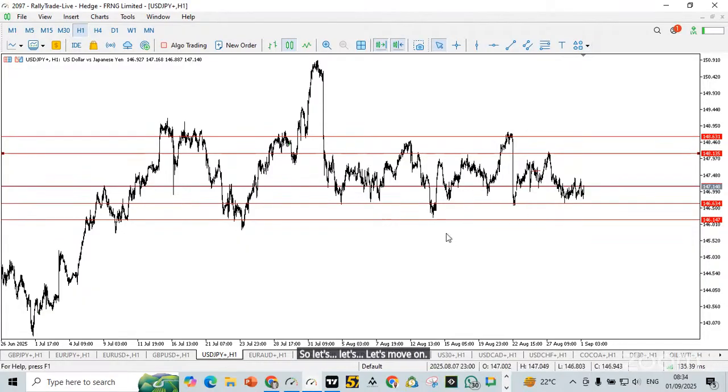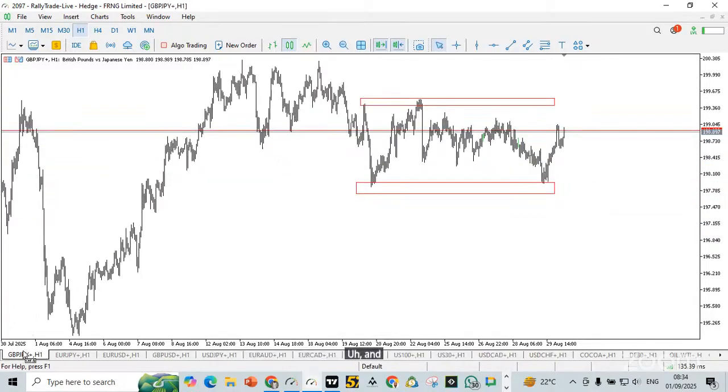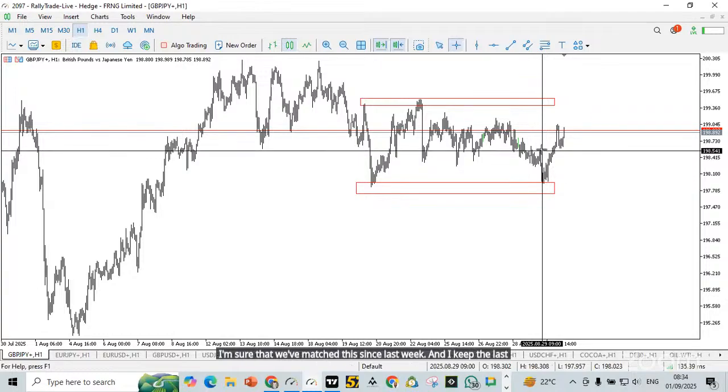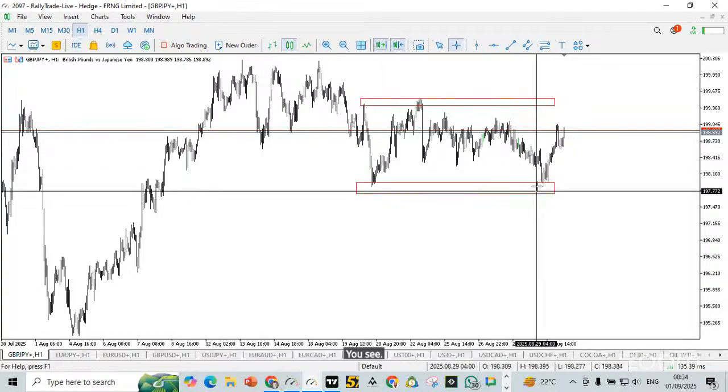So I'm going to talk on another currency chart. Again, let's move away from this and go to the JPY pair. So JPY pair, we can see the same logic. I'm presently on British pounds JPY H1 time frame. This is also the high and the low. I'm sure that we've marked this since last week when I took the last MMR. Yeah, you see, it came down to that exact low.